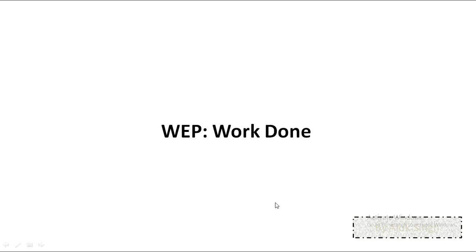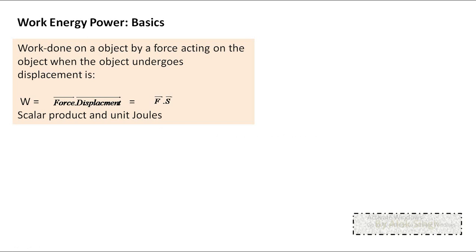Yeah, the topic for this video lecture is work done, which is part of the chapter on work, energy and power. We start with the definition of work done. Let's look at the definition carefully. Work done on an object by a force acting on an object when the object undergoes displacement is equal to the dot product of force and displacement, F vector dot S vector.